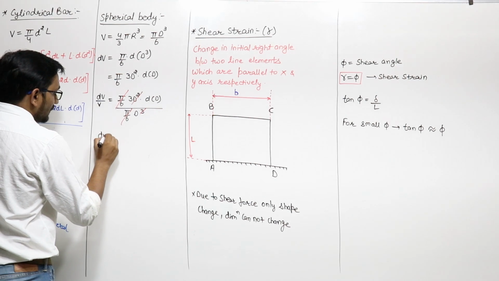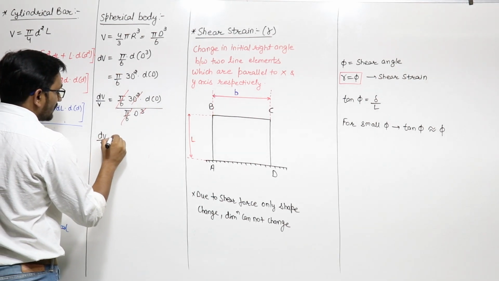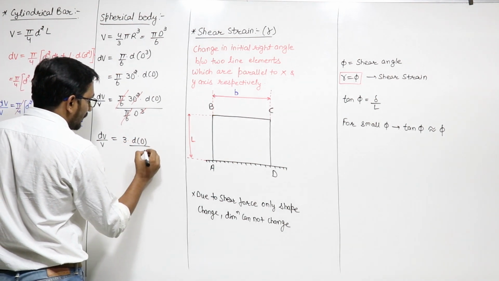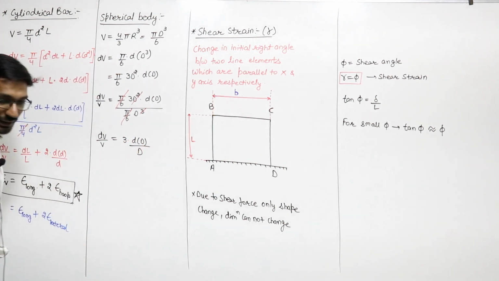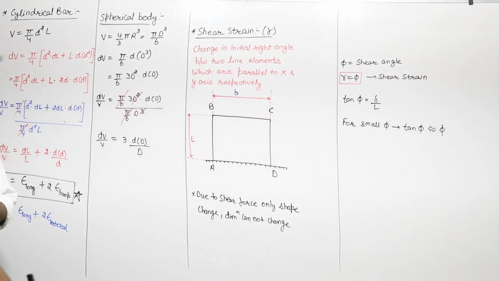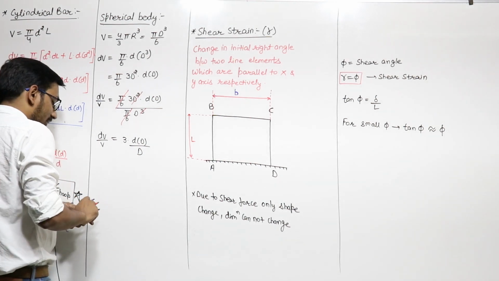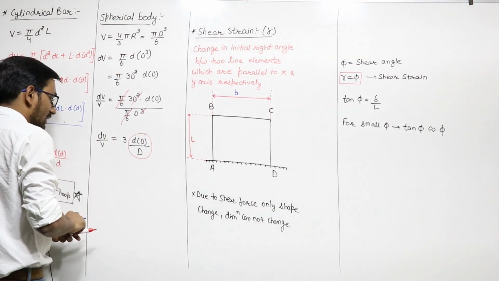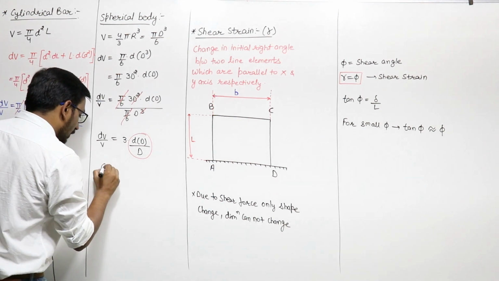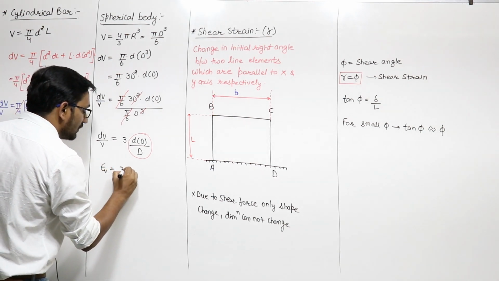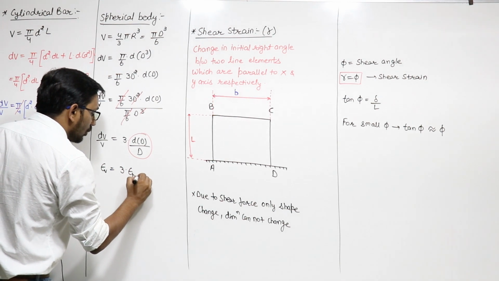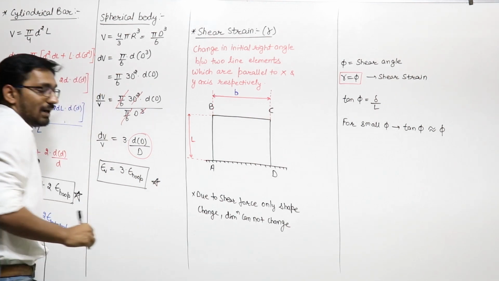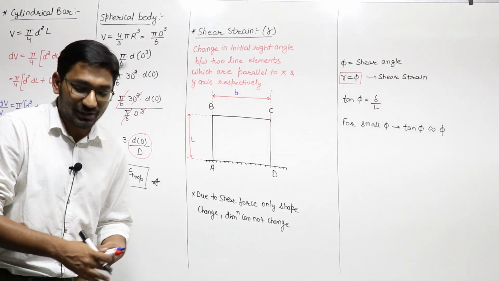So the volumetric strain will be equal to 3 times change of, or differentiation of, diameter upon diameter, and this will be the hoop strain. This is hoop strain. So I can write that volumetric strain in case of a sphere will be 3 times your hoop strain. 3 times hoop strain. And we will discuss what the hoop strain is in your pressure vessel chapter.